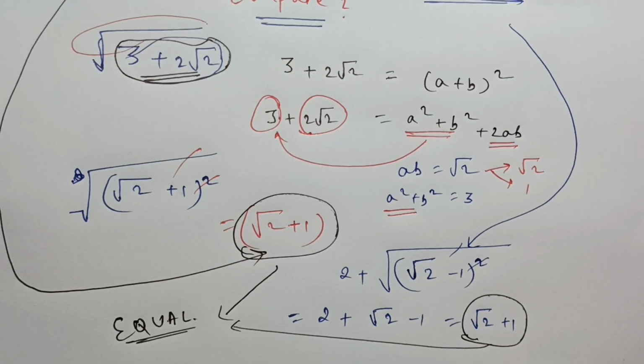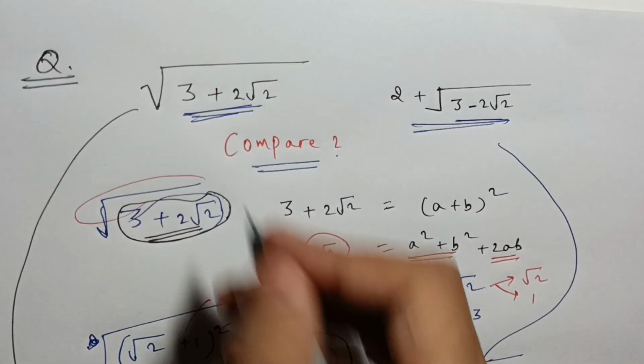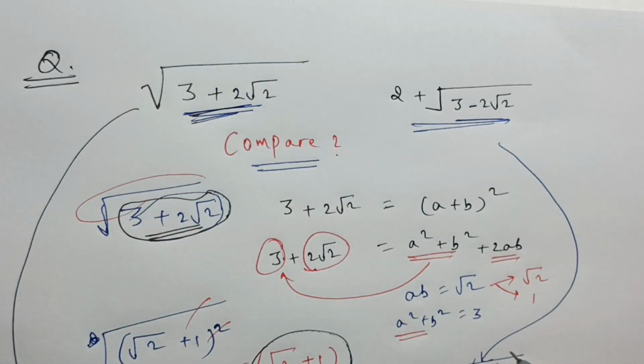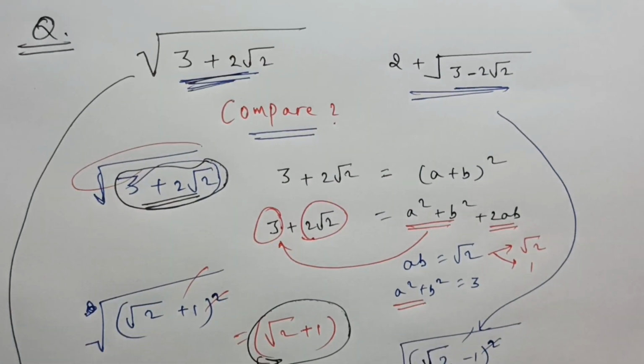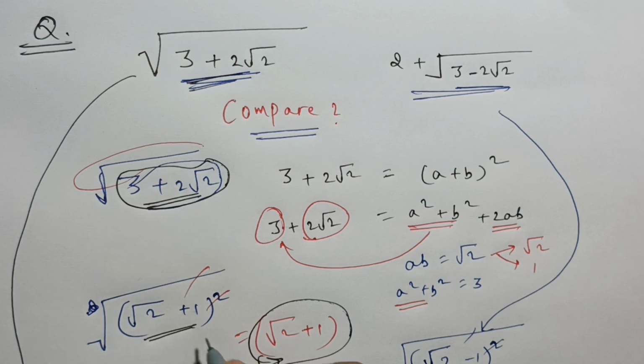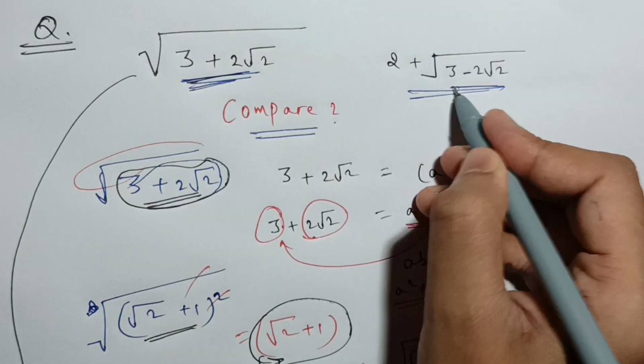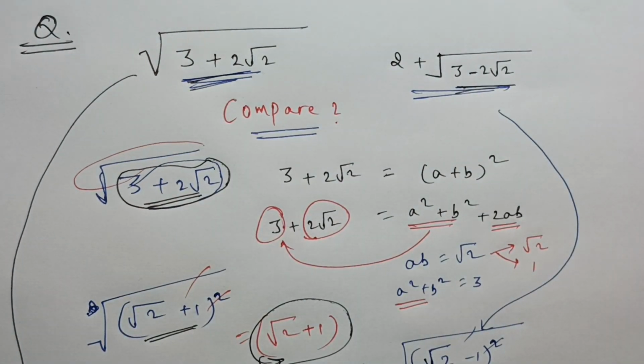So this was a good question actually, once you figure out that this is nothing but the square of root 2 plus 1, right? This is a square of root 2 plus 1, and similarly on the same pattern this would be a square of root 2 minus 1. So this way we can solve such questions. So thank you.